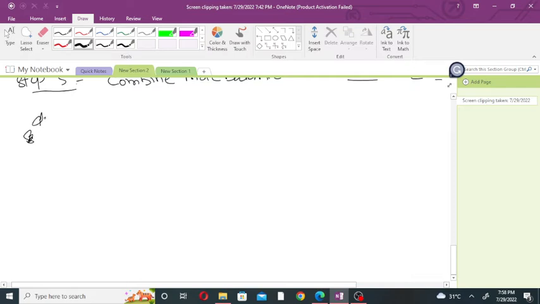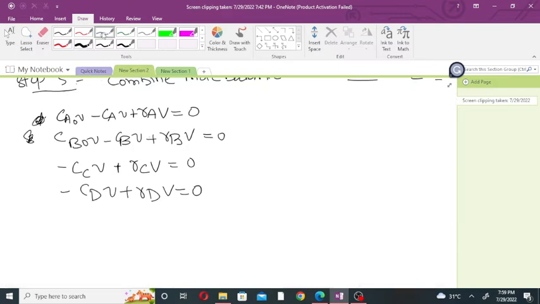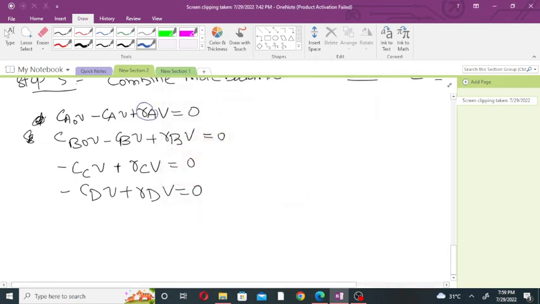So the mole balance for component A is Ca0 into V minus Ca into V plus Ra into V is equal to 0. For component B, the mole balance is Cb0 into V minus Cb into V plus Rb into V is equal to 0. For component C, Cc0 V minus Cc V plus Rc into V is equal to 0, and minus Cd into V plus Rd into V is equal to 0. These are the net rates of components A, B, C and D.